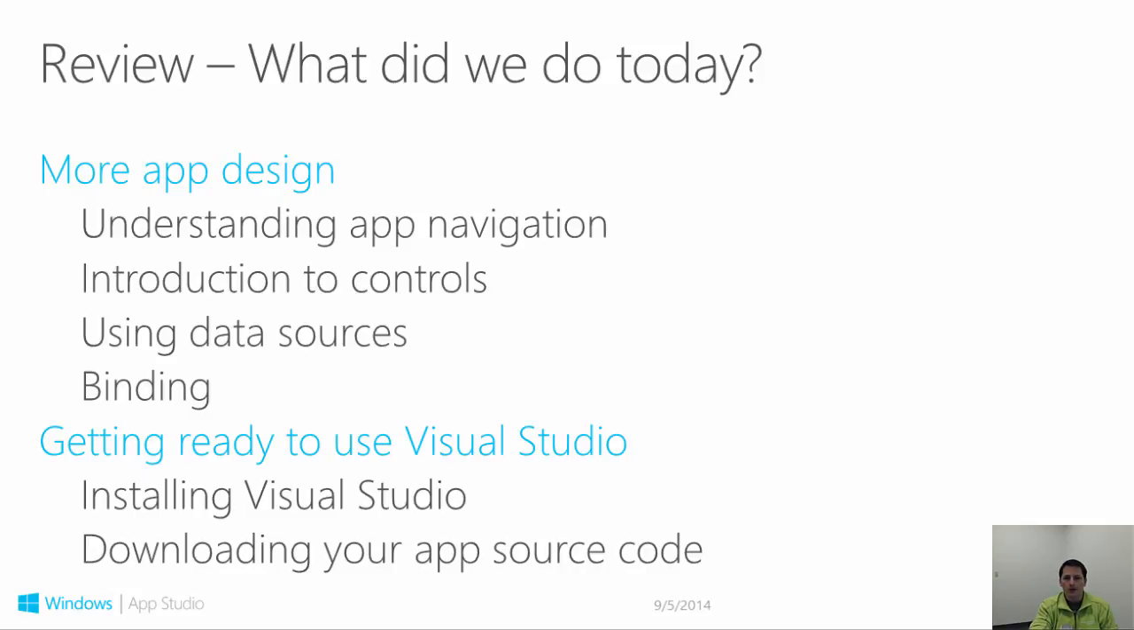Let's quickly recap the topics we covered in this module. First, we revisited app design. We talked about the importance of design and the concept of panorama and hub style navigation. You learned about your first control, the panorama and hub control. We reviewed sections and data sources. We also took a look at bindings, and in preparation for the coming modules, we then looked at getting your app source code from App Studio into Visual Studio.